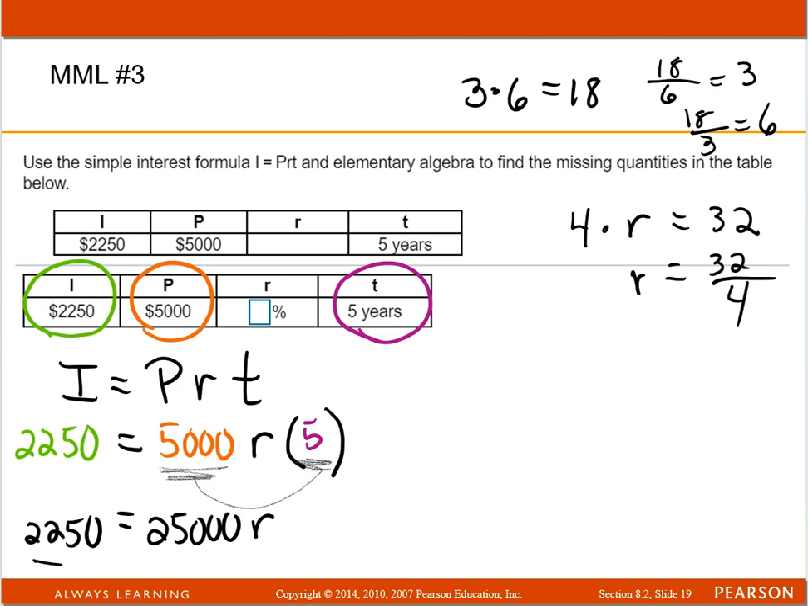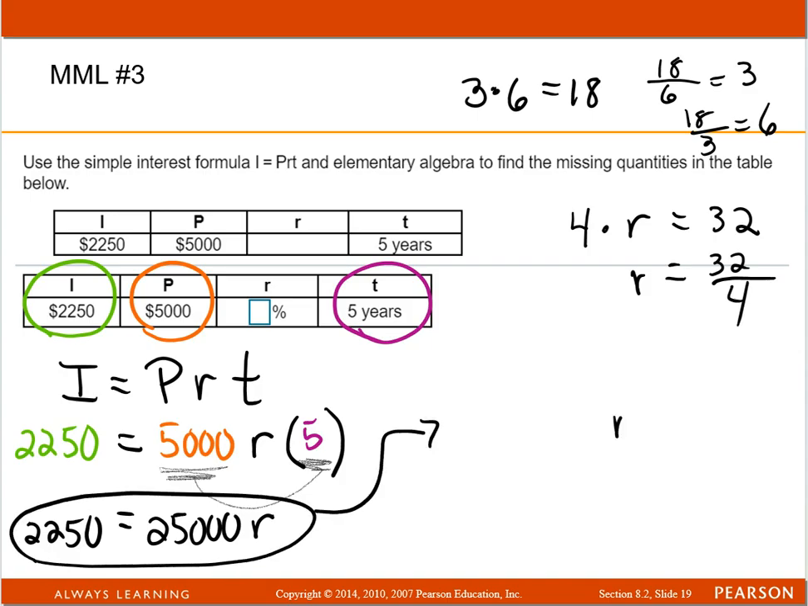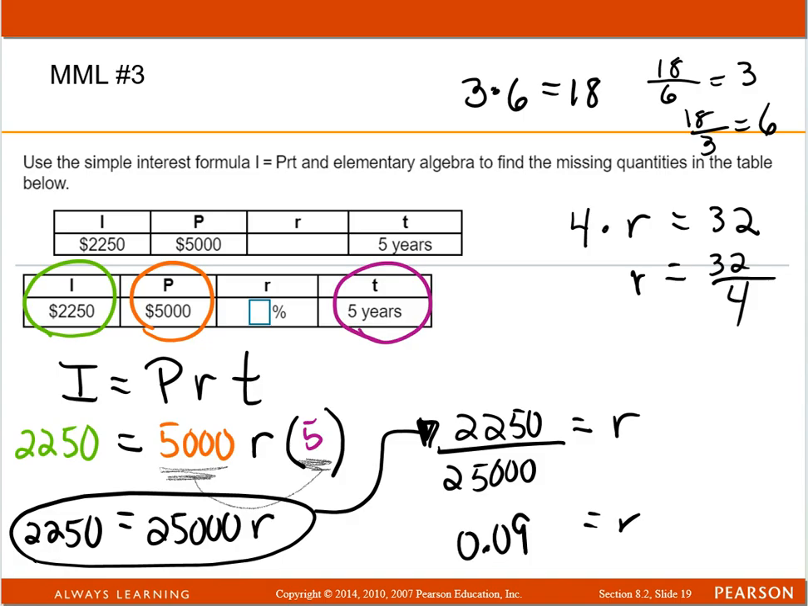So when I'm looking at this right here, the R should equal the 2,250 divided by the 25,000. And when I do that, I get 0.09. But we need to know what percent that is. So remember, you're just going to multiply that times 100. So your final answer should be 9%.